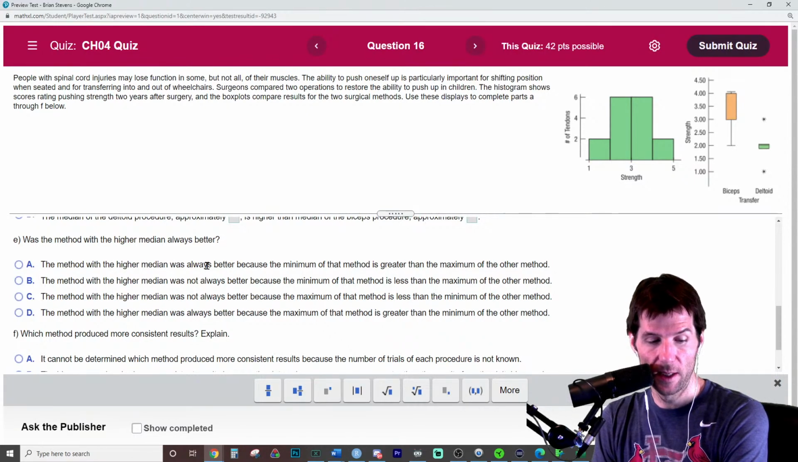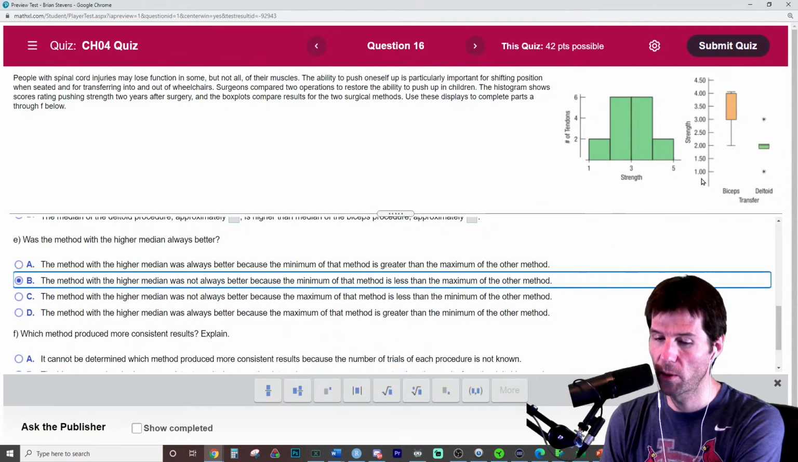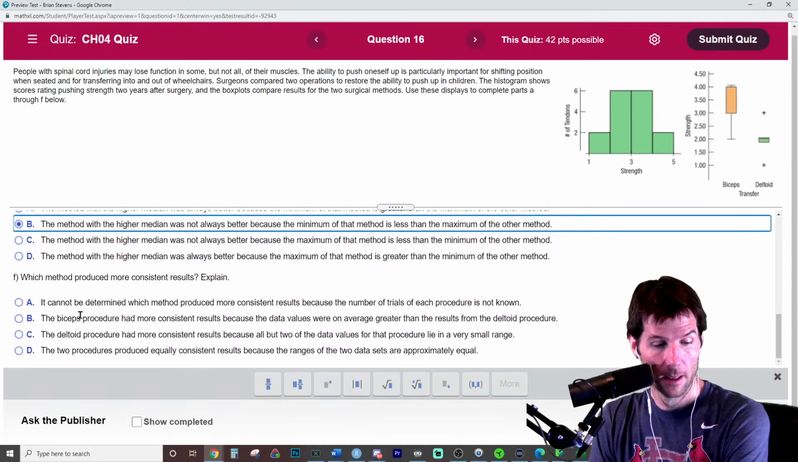The method with the higher median was not always better, because the minimum of that method is less than the maximum of the other method. Let's double check this one. The method with the higher median was not always better because the minimum of that method is less than the maximum of the other method. That's a little hard to read there. I was talking about this minimum is less than the maximum of this. So very important right there.